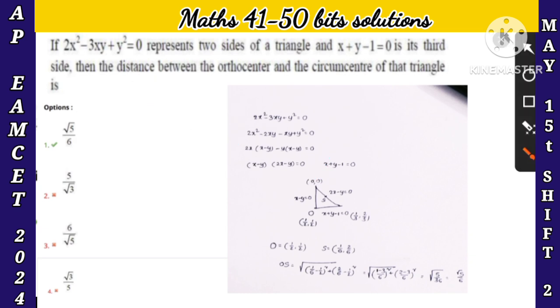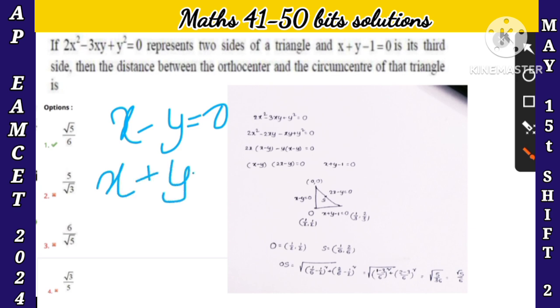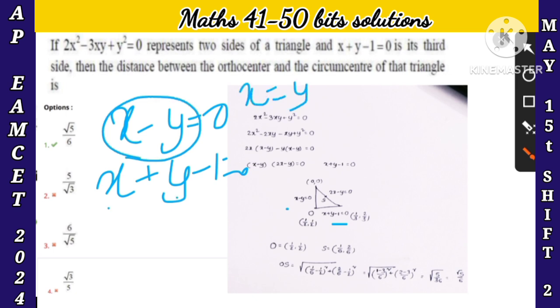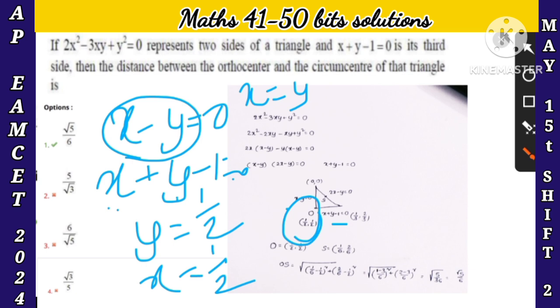Now what is the point of intersection of x minus y is equal to 0 and x plus y minus 1 is equal to 0? So x minus y is equal to 0 means x is equal to y. y plus y, 2y minus 1 is equal to 0 means y is equal to 1 by 2. Then automatically the value of x is equal to 1 by 2. That is, the point of intersection is 1 by 2, 1 by 2.